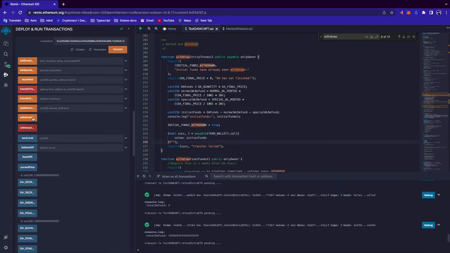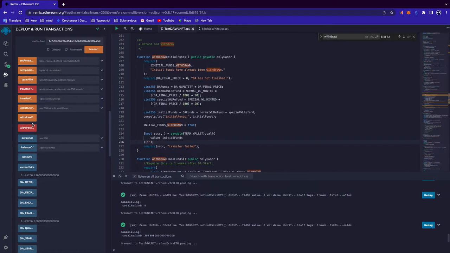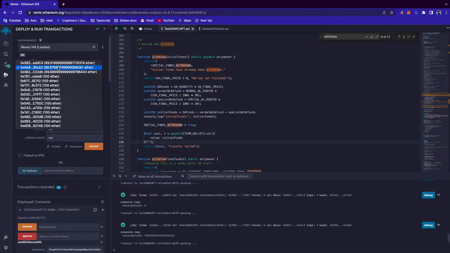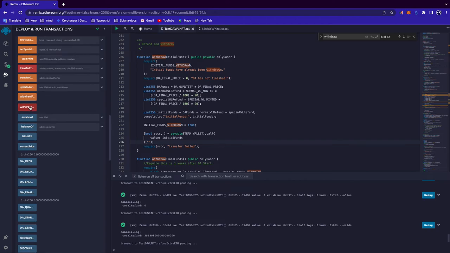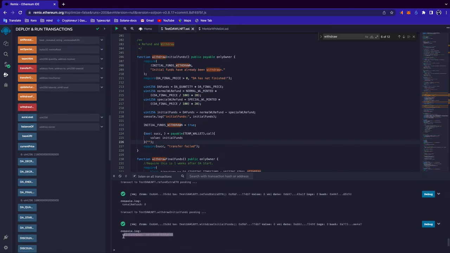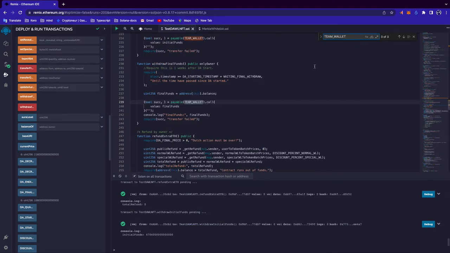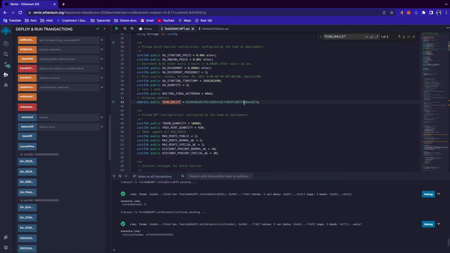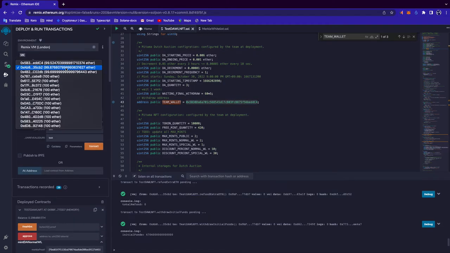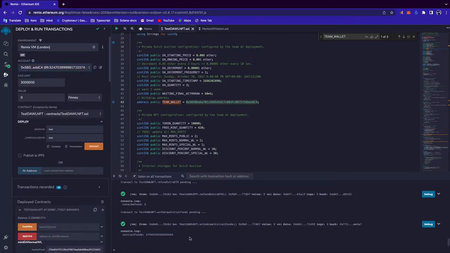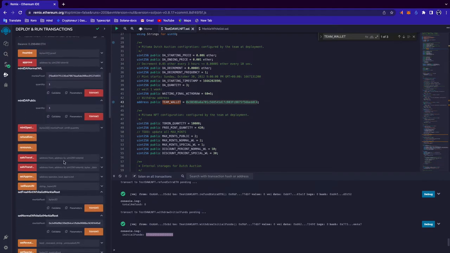So let's try to do that. Only the owner address can invoke the function. So let's try it out. Yes, so this amount goes to the wallet address right now. The team wallet address is confirmed as this number. So actually this one just takes the amount from this contract right now.